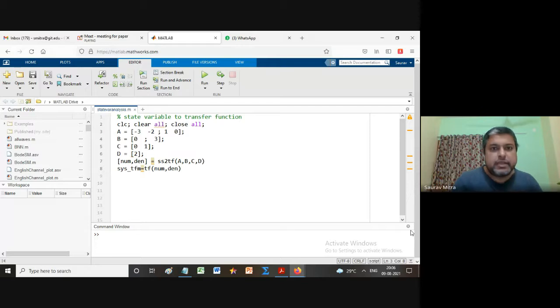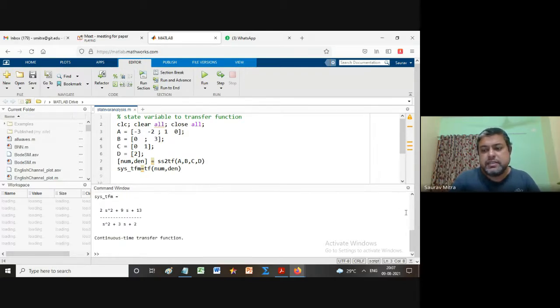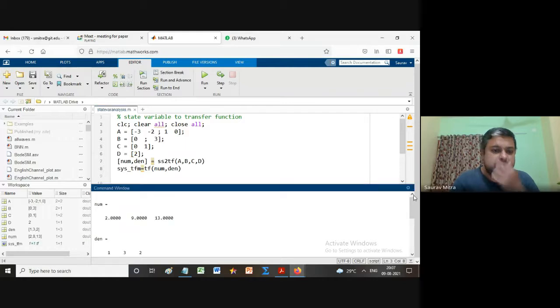You can check there. As soon as you run this, all the outputs will come in the command window. This is what you are going to get. I will just explain what the steps are. So num_den, numerator denominator, it is there. ss2tf, where ss stands for state space to transfer function.